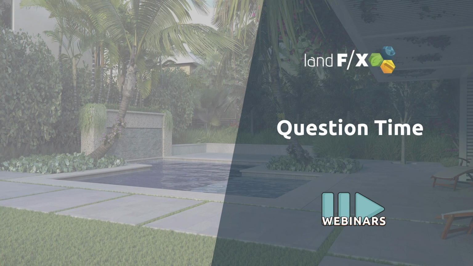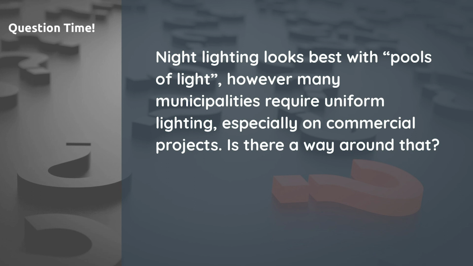As a landscape architect and designer, night lighting looks best with pools of light, quote unquote. However, many municipal ordinances call for uniform lighting on especially commercial projects. Is there a way to get around that? Not to my knowledge. Yeah, I agree with you.